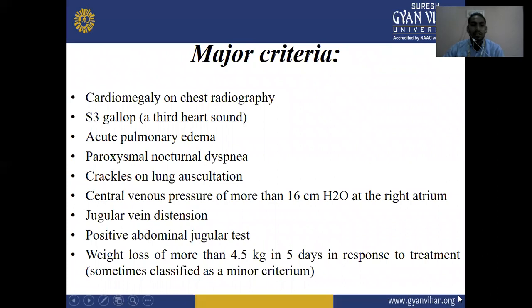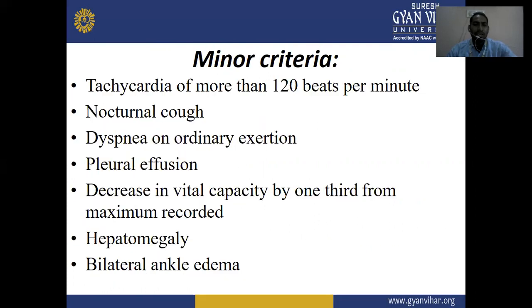Major criteria: cardiomegaly on chest radiography, S3 gallop and third heart sounds, acute pulmonary edema, paroxysmal nocturnal dyspnea, crackles on lungs, central venous pressure of more than 16 centimeters H2O at right atrium, jugular vein distension, positive abdominojugular test, weight loss of more than 4 to 5 kg in 5 days in response to treatment. These are the major criteria.